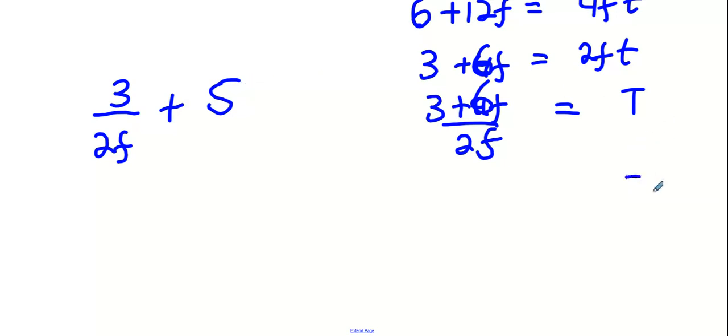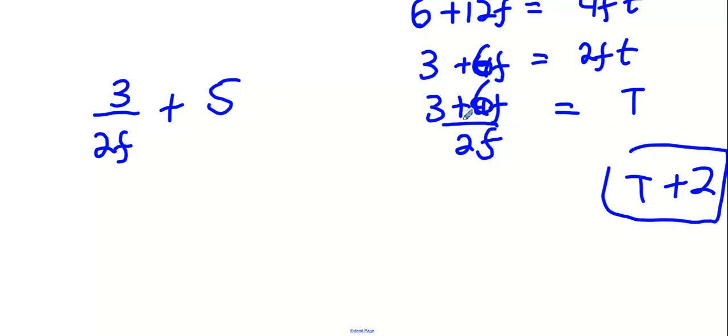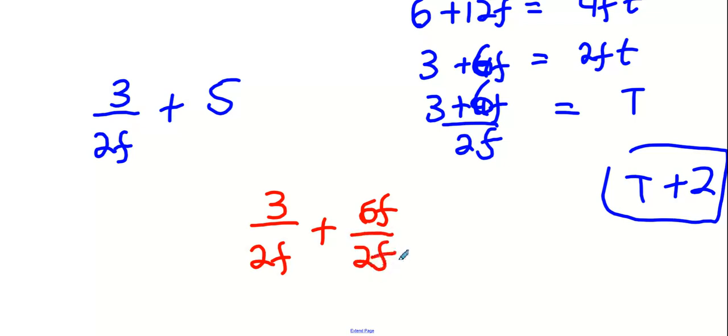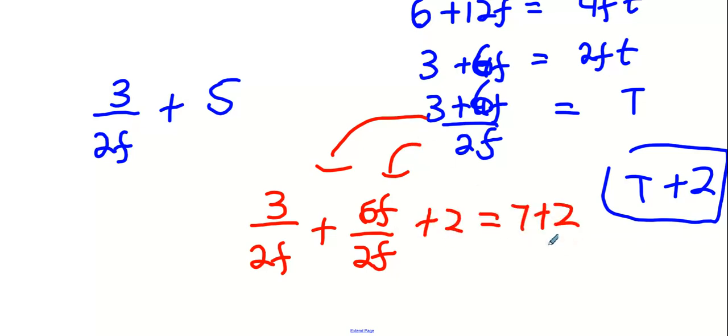I didn't want t, I wanted t plus 2, right? So that's t. Are you happy that's t? Break it up into 2 parts. 3 over 2f plus 6f over 2f, yeah? Would you agree that's exactly the same thing? Except I'm going to add on a 2 because I want it to be the same as t plus 2. And what's 6f divided by 2f? 3. And 3 plus 2 is 5. Exactly the same.